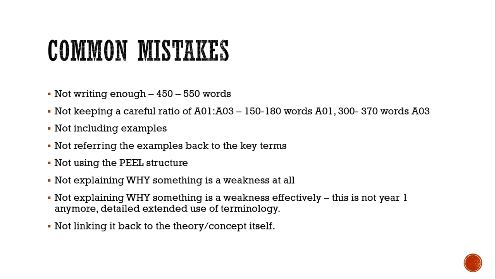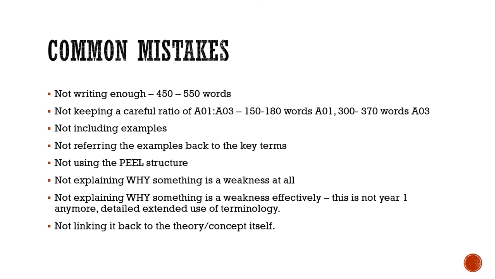Final one, common mistakes. Not writing enough. You're aiming for 450 to 500 words, not keeping a careful ratio, and you can see AO1 to AO3. So about 6 marks, so it's about 150 to 180 words for AO1, 370 for AO3. Not including examples would be a big no-no, considering particularly this question asks for them. Not referring examples back to the key terms, so just having random examples that are isolated without linking.